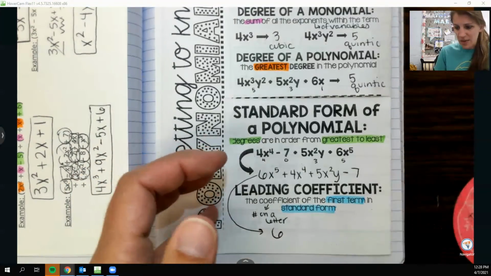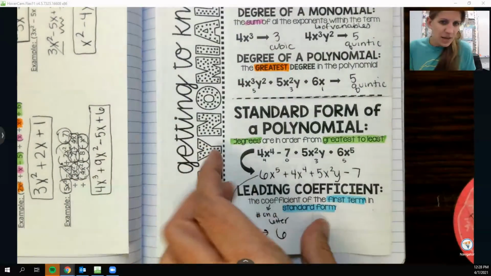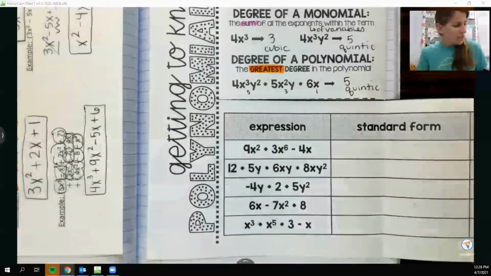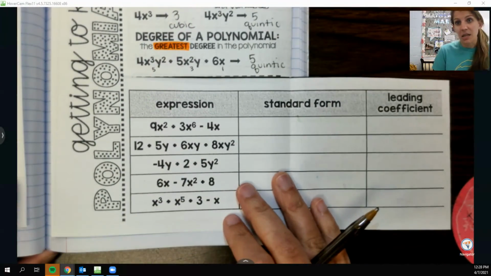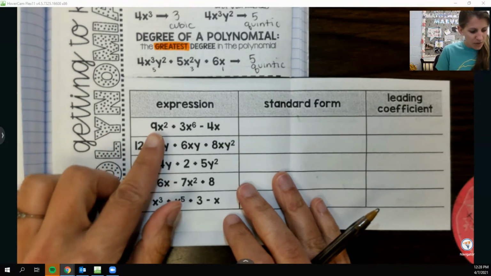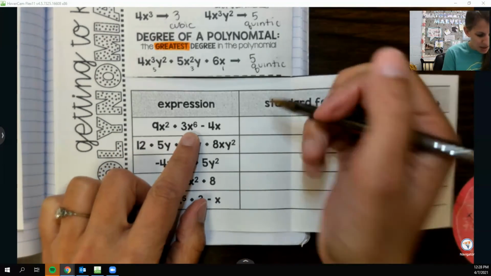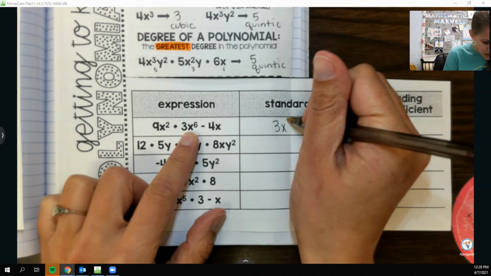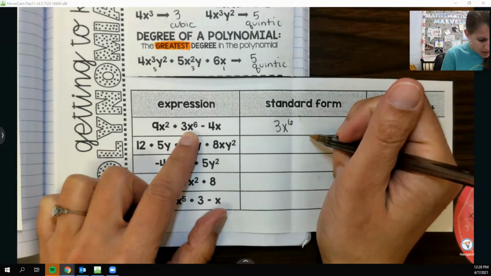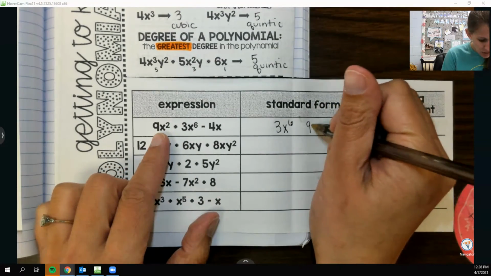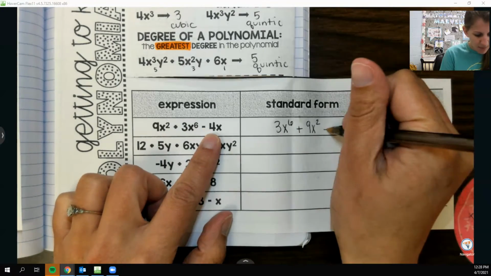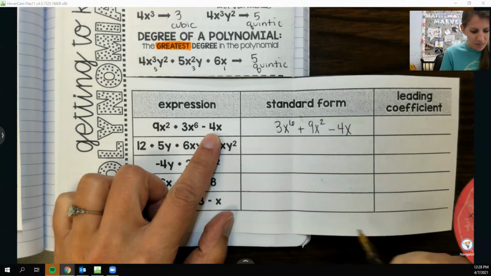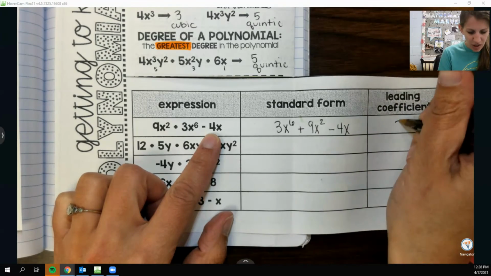So let's do a little practice with that now. If we open this one up, if I can, we are going to rewrite these guys in standard form and then find the leading coefficient. So if I look through, I'm looking for the biggest. So 3x to the 6th, and then 9x squared, and since it's positive, it'll be plus, and then minus 4x. And so my leading coefficient is 3.